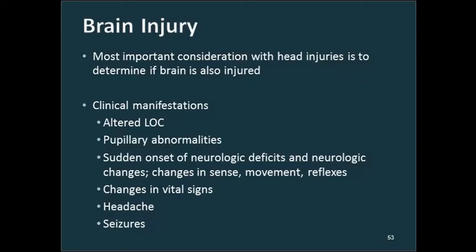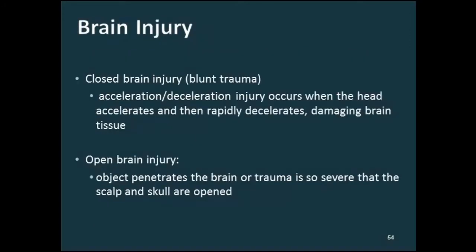Clinical manifestations of brain injury: altered level of consciousness, obviously, pupil changes, sudden onset of neurodeficits or a neuro change, any change in sensation or balance, movement, reflexes, things like that, changes in vital signs, sudden headache, or onset of seizures. A closed brain injury usually is the result of blunt trauma.